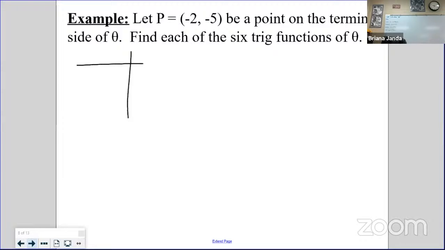Okay, so if I start at the origin, negative 2 means to go left 2. Negative 5 means to go down 5. Connect back to the origin. Theta is at the origin. My next job is Pythagorean theorem to find my missing side. Yes, I can put the negatives in there, but make sure that either you put them in parentheses or that you don't type the negatives in your calculator. So 2 squared is 4. 5 squared is 25. We're adding those together, so 29.